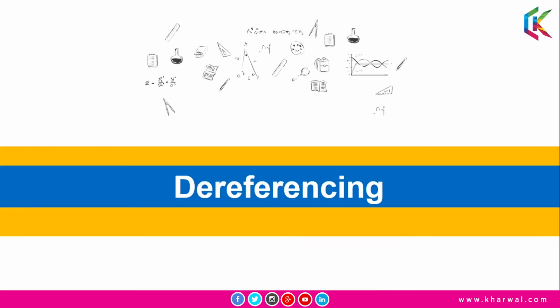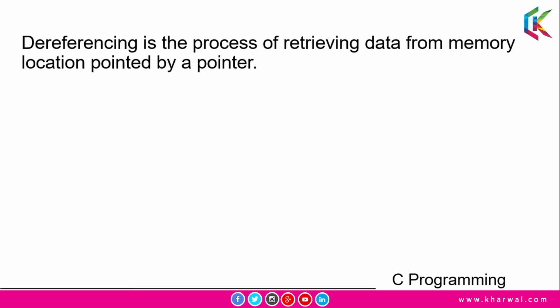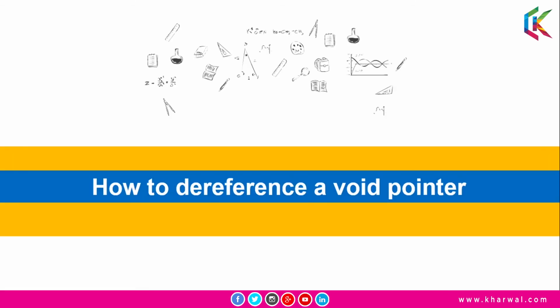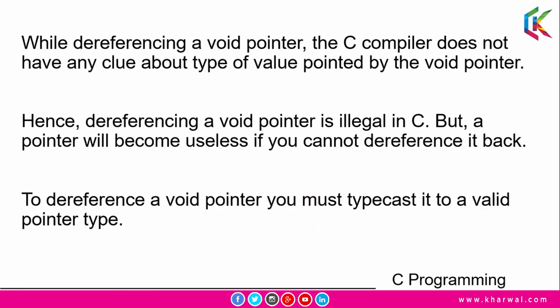Now let's discuss what is dereferencing. Dereferencing is the process of retrieving data from memory location pointed by a pointer. Now let's discuss how to dereference a void pointer. While dereferencing a void pointer, the C compiler does not have any clue about type of value pointed by the void pointer. Hence, dereferencing a void pointer is illegal in C programming, but a pointer will become useless if you cannot dereference it back. So to dereference a void pointer, you must typecast it to a valid pointer type.